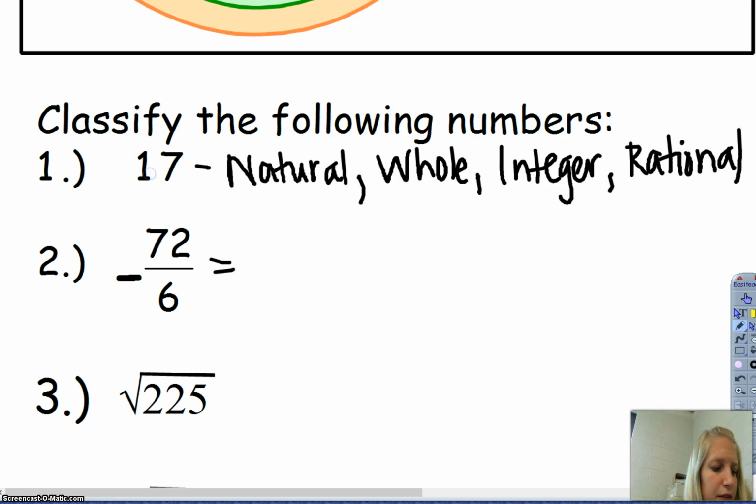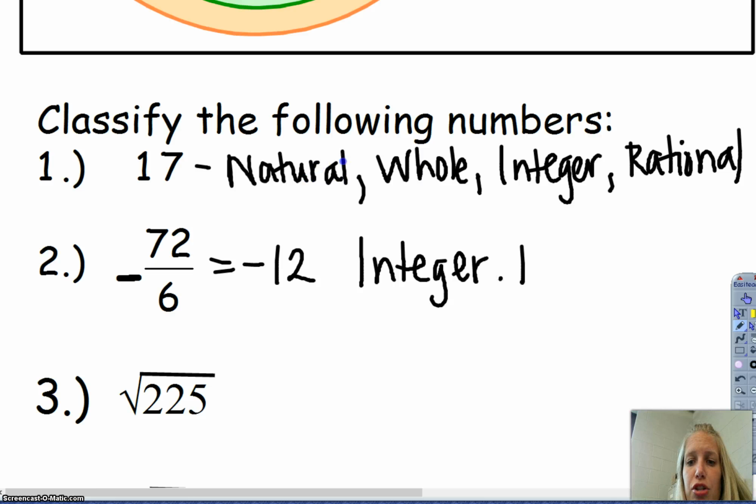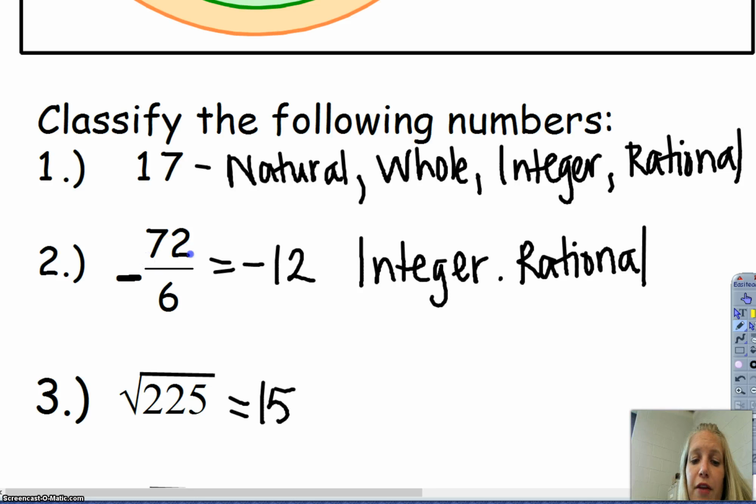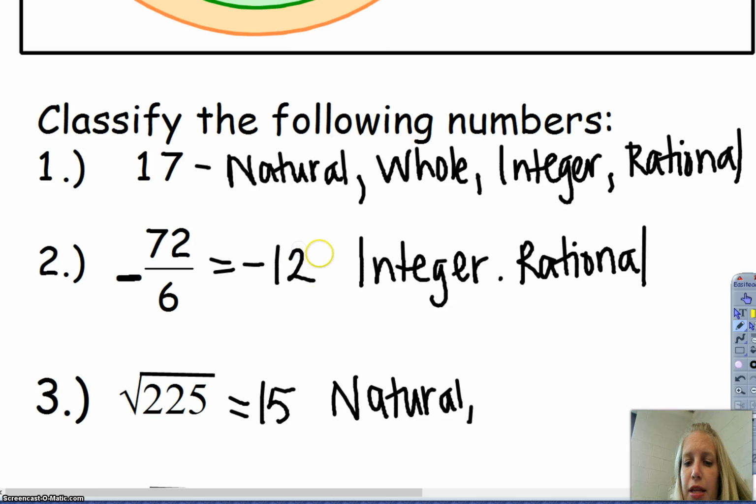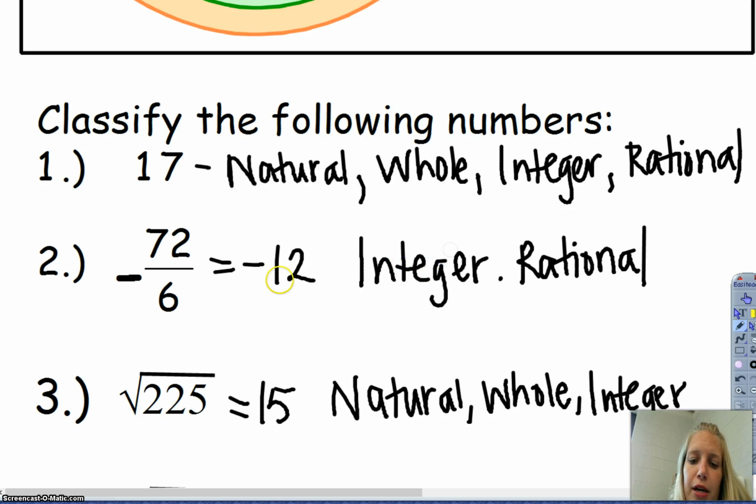This one, -72 divided by 6, is just another way to say -12, and -12 is an integer. If it's an integer, you work your way out, then it's also rational. The last one, the square root of 225, if I simplify that, I get 15. And 15 is a natural number. It's also a whole number, so you work your way out. If it's natural, it's going to be all of them on that left side. Integer and rational.